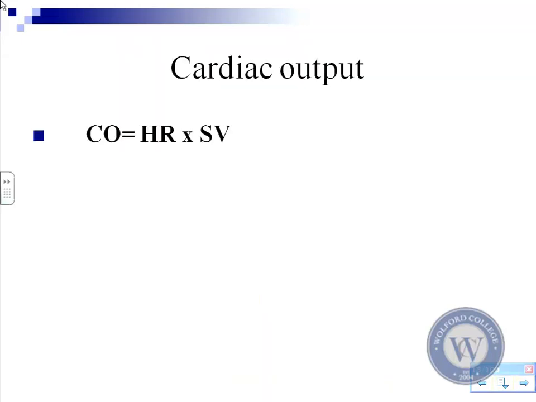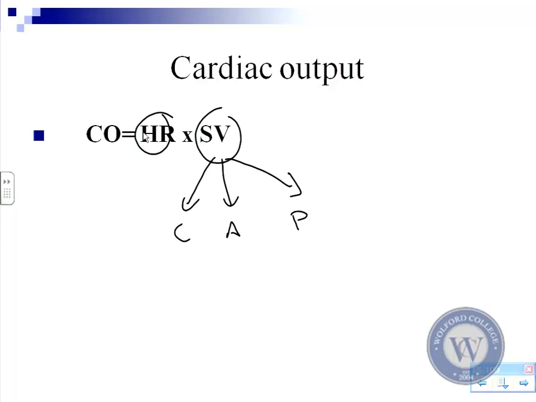Cardiac output is a simple equation: heart rate times stroke volume. It's simple, but it's not that simple, because heart rate is affected by, of course, automaticity due to sympathetic and parasympathetic activation, so that has different factors. Stroke volume can be affected by three things: contractility, afterload, and preload. All those can affect stroke volume.